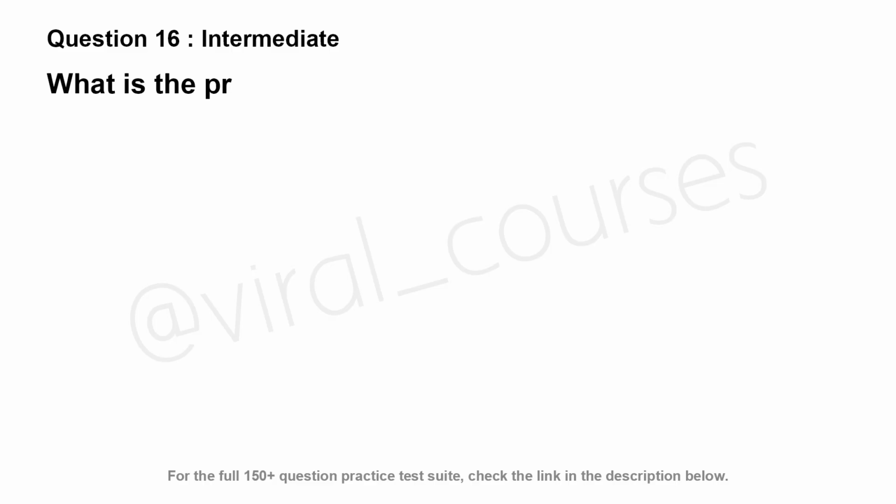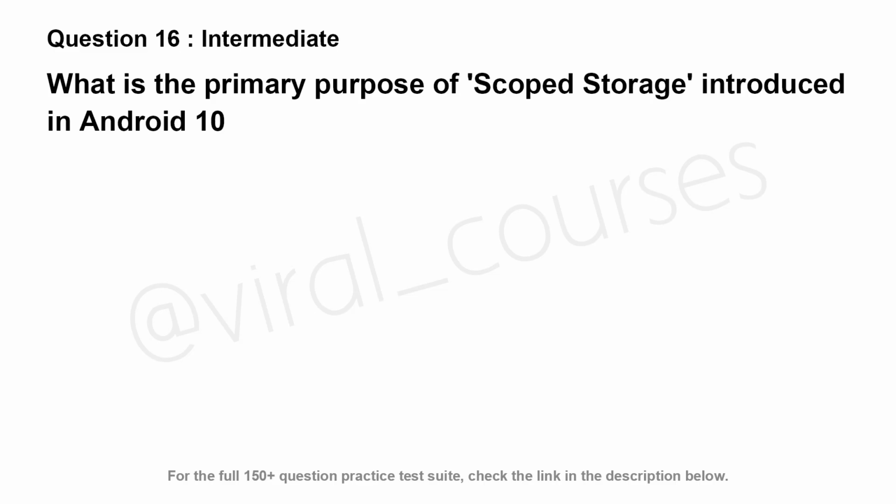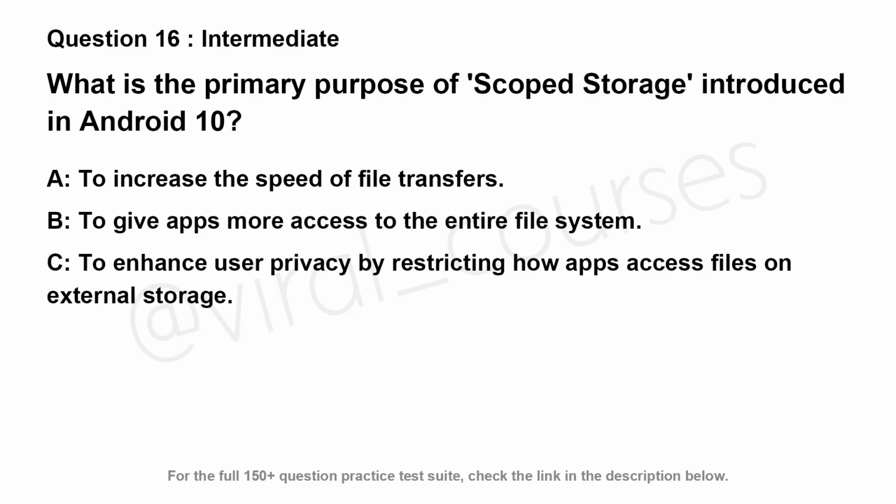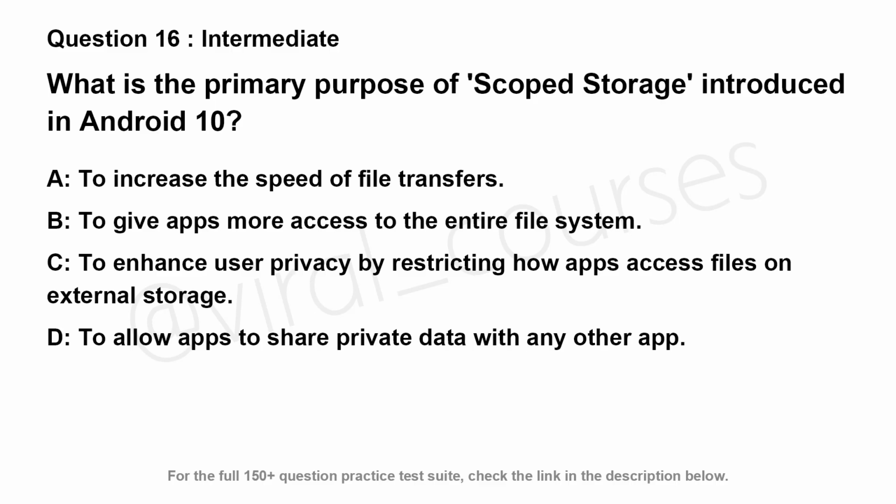What is the primary purpose of scoped storage introduced in Android 10? Option A, to increase the speed of file transfers. Option B, to give apps more access to the entire file system. Option C, to enhance user privacy by restricting how apps access files on external storage. Option D, to allow apps to share private data with any other app.